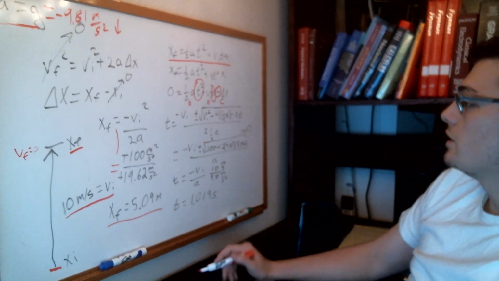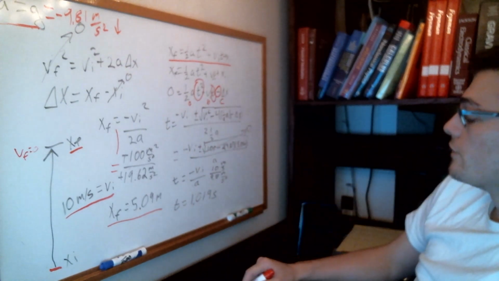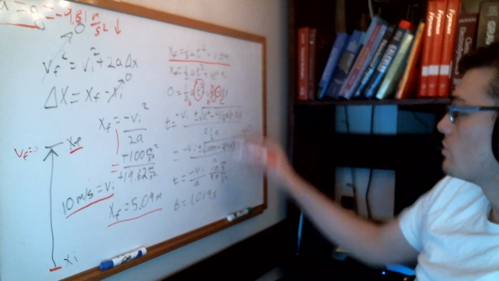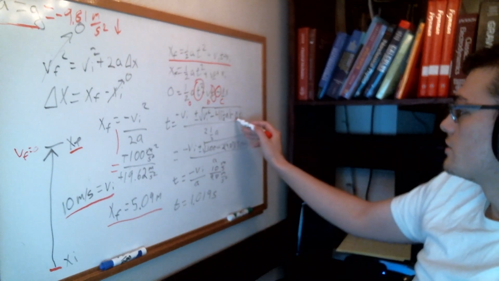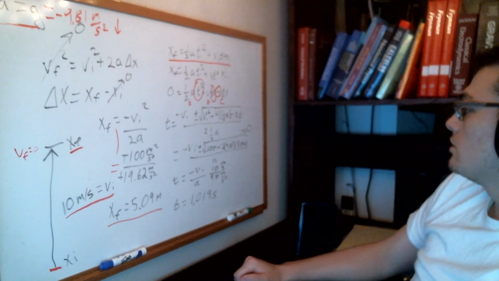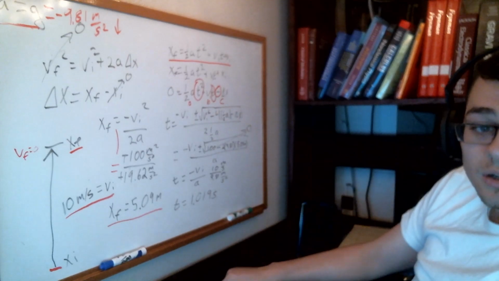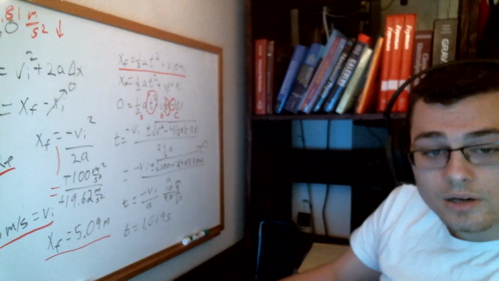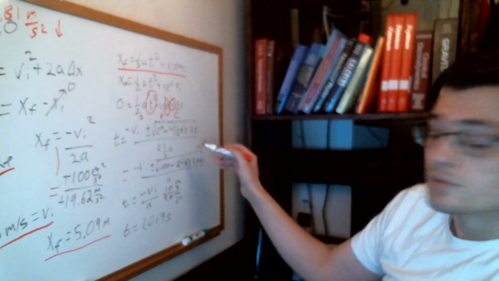So then next up, we can start plugging and chugging. We have negative b here, which is going to be negative vi, plus or minus the square root of b squared minus 4ac. Our a, again, is just the 1/2 a, and then our c is going to be negative delta x. So right off the bat, remember that our a here is going to be negative.